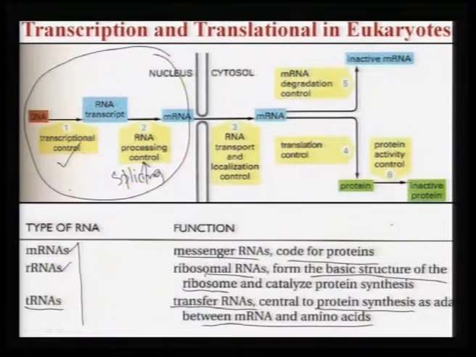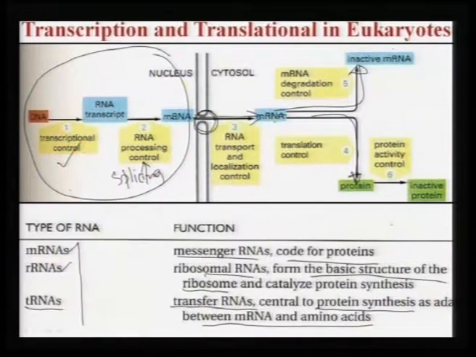So, RNA processing control, everything takes place inside the nucleus. Now, this mRNA is transported from nucleus to cytoplasm via the nuclear pore. Okay. So, this is the nuclear pore, and once this mRNA is coming out of the nuclear pore, if it goes to the translation control, then it goes to the protein and protein activity control. If it goes to the mRNA degradation control, then it becomes inactive mRNA.